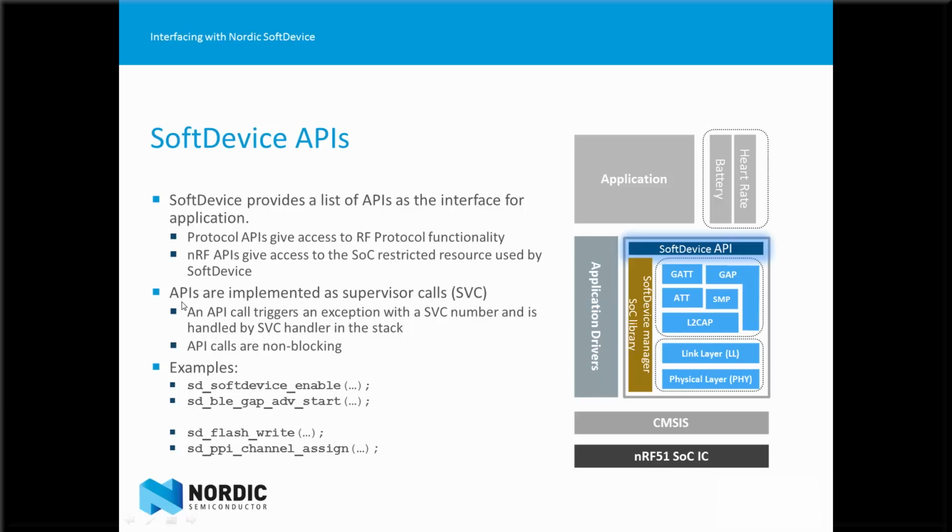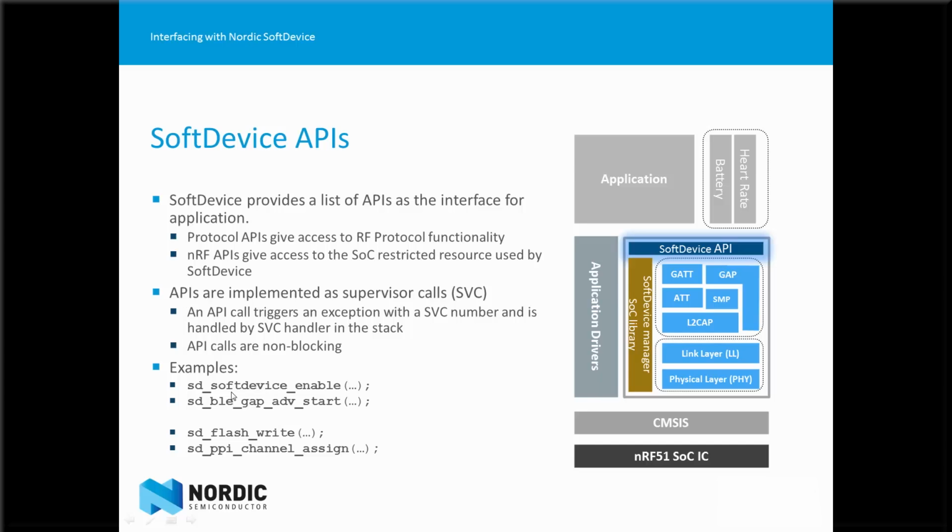Those APIs are implemented as supervisor calls. So when you call an API, it will trigger an exception, or an interrupt, with one particular service call number, and that will be handled by the service call handler in the stack to forward that call to the function inside the stack. And those API calls are non-blocking, so you will receive the return code right after the API call has been registered or validated inside the SoftDevice.